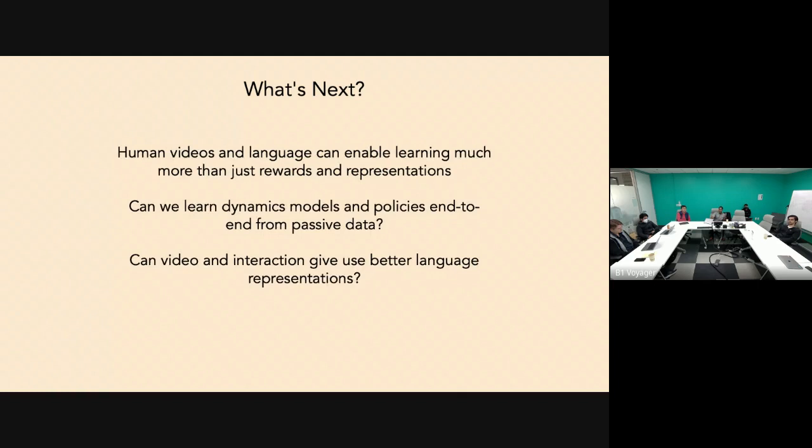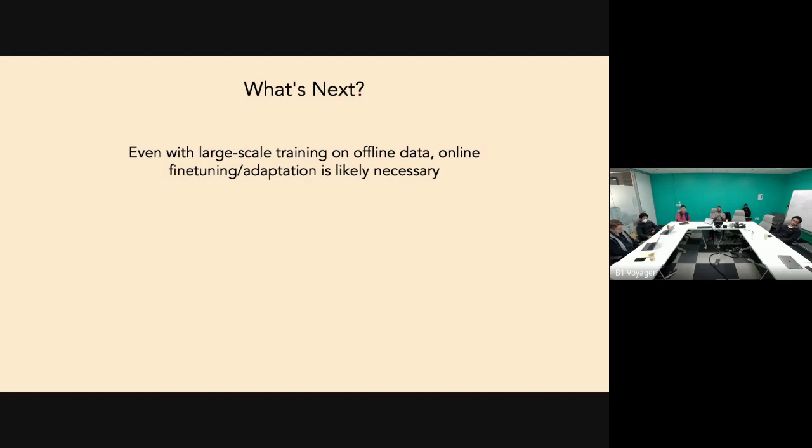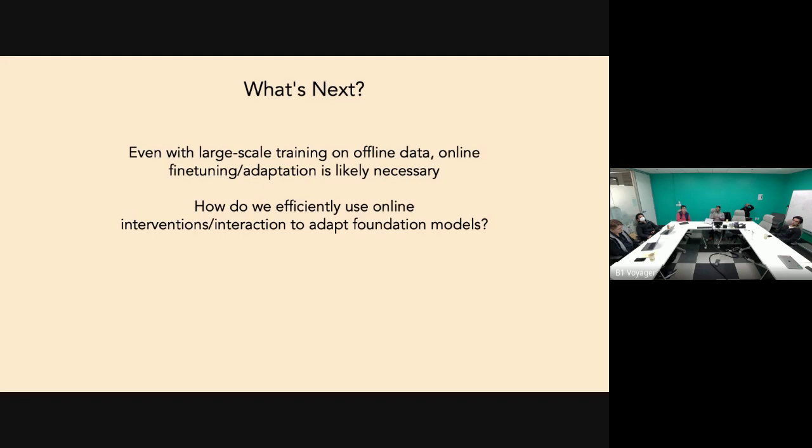And lastly, even if we're successful in getting policies that we can train on large scale data with offline learning, we likely will always need a little bit of fine tuning or adaptation at test time. And so how do we efficiently use interaction, or maybe a handful of interventions or corrections from a human, to adapt these large pre-trained models? Those are some of the problems we've been thinking about.